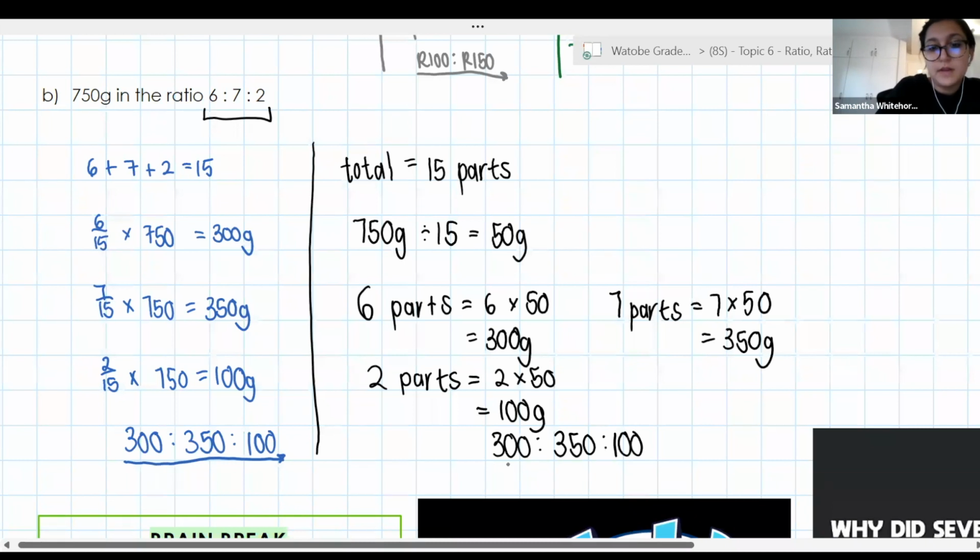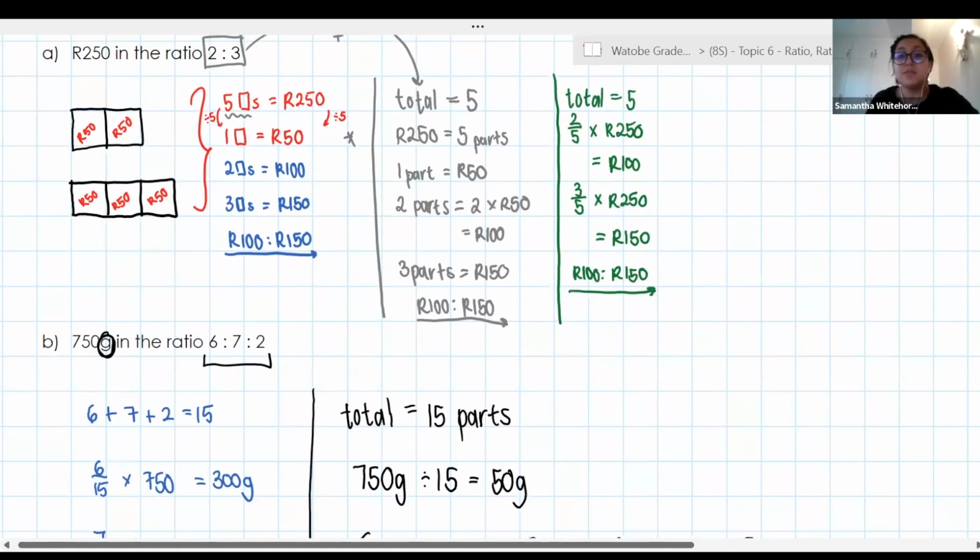Now, guys, you don't have to put grams into your answer because remember, the whole point of a ratio is that all of the units are the same. So because we've given you grams in the question, we automatically assume that each of these are in grams. You don't have to put the unit there. You can if you want to, but you don't have to. So here in question A, I did put the rands in, but I didn't have to.